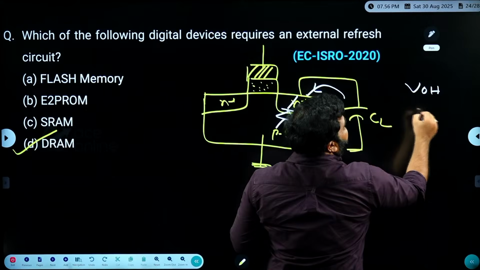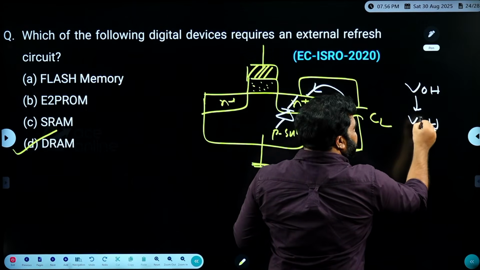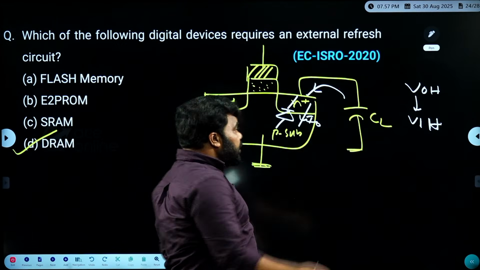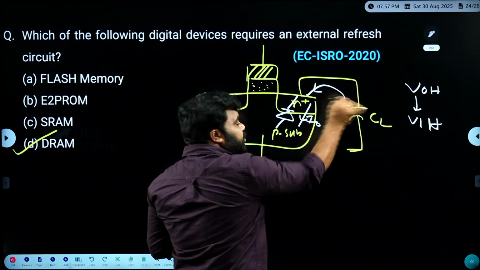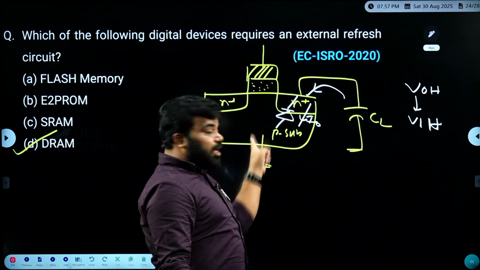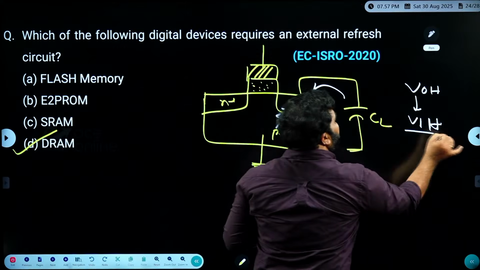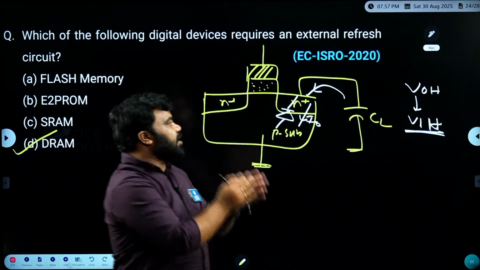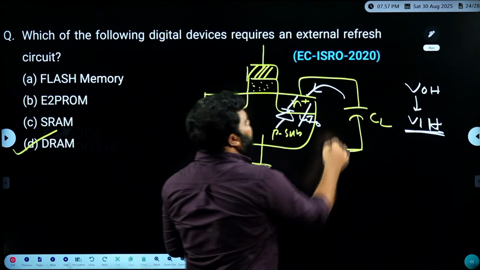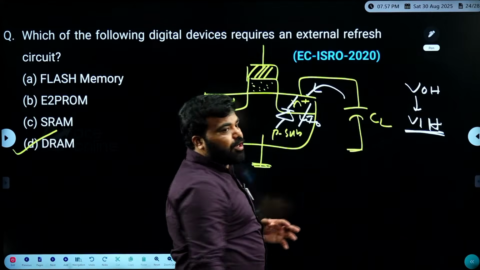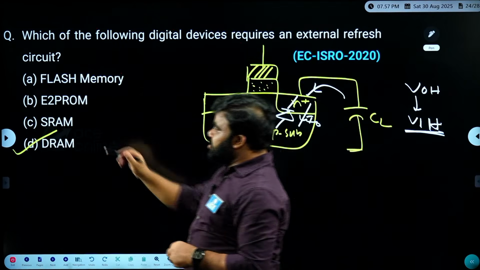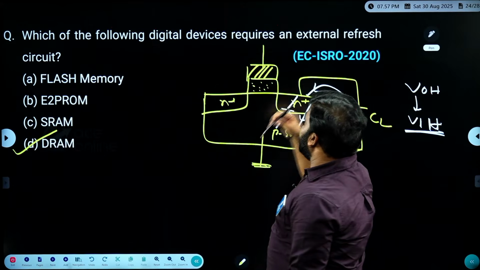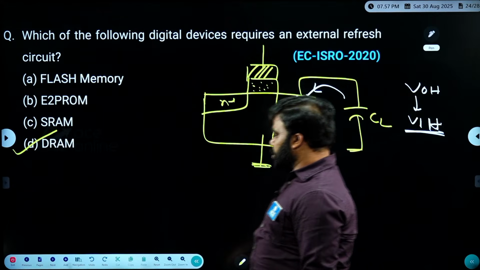Whenever it is moving from VOH to VIH, once it crosses that VIH, you need to refresh the logic. Whenever the potential across the capacitor decreases because of these leakages, when it drops below VIH, it may go into the forbidden region or it may become logic 0. In that case, you need to refresh the logic. For that we use additional or external circuitry. So the answer is DRAM, which requires an additional or external refreshing circuit.